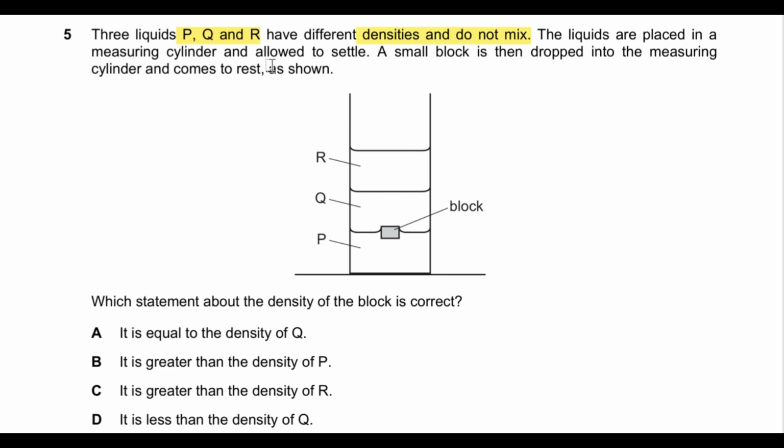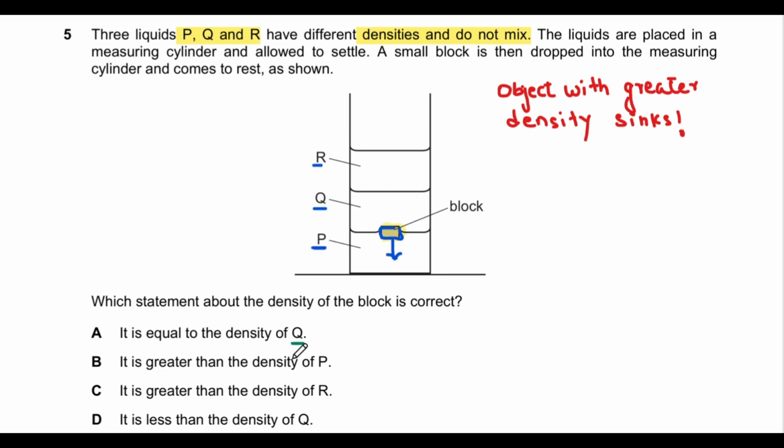Question number 5 says three liquids P, Q, R have different densities and do not mix. The liquids are placed in a measuring cylinder and are allowed to settle. A small box is dropped into the measuring cylinder and it comes to rest as shown. The block is over here. It sinks through R and Q but doesn't sink through P. The thing we need to know is an object with greater density sinks. So if the object sinks through R and Q, that means the object has greater density than R and Q, but it doesn't sink through P, that means the object has lesser density than P.